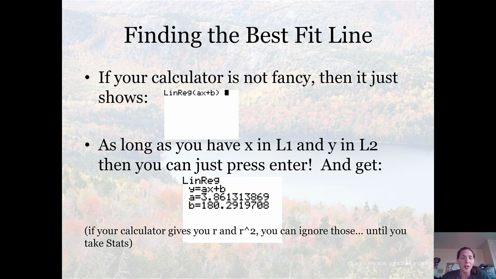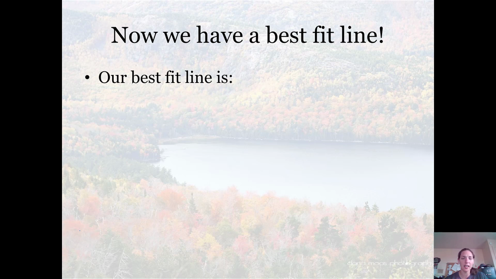Underneath that, you might see values for r and r squared. You can ignore that until you take stats. We'll talk about that extensively in statistics, but in Precalc, it really doesn't help us much. So we can ignore those. But the line itself would be here. This means that y equals 3.861x plus 180.292 for our line. That's our best fit line there. So we are just going to take this value and sub it in here, and this value and sub it in here. Okay, so that's what's going on. Now we have our best fit line.